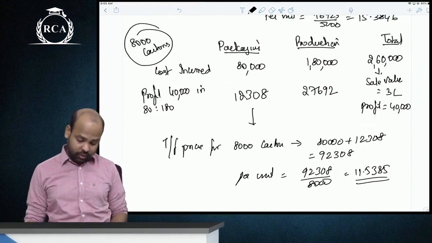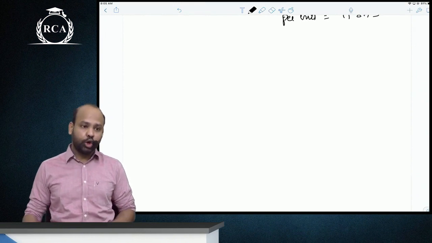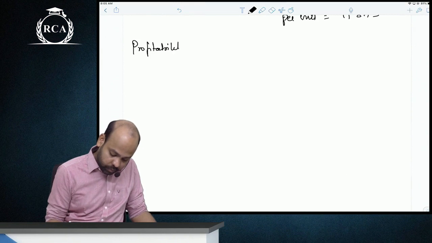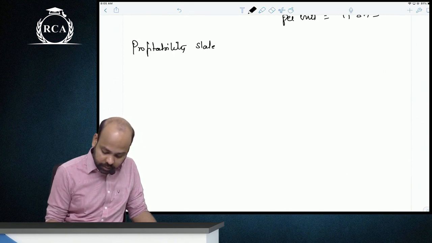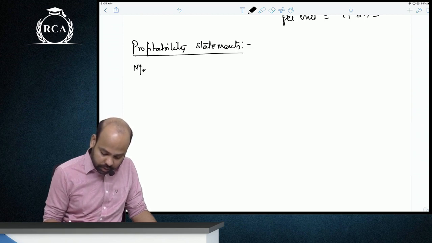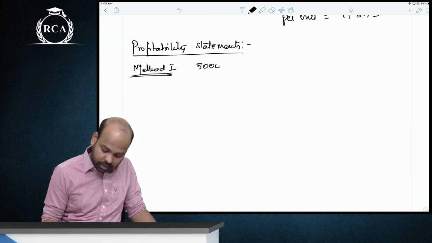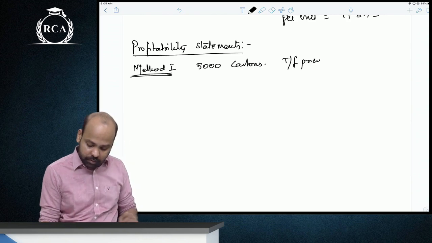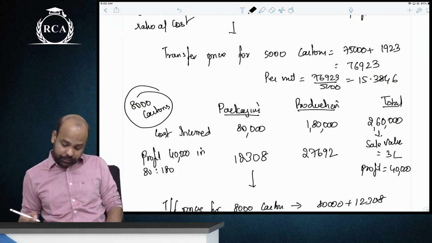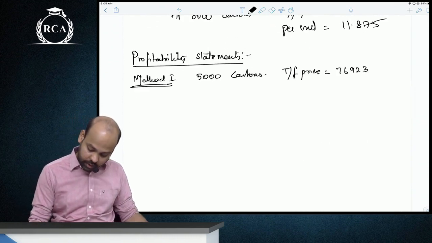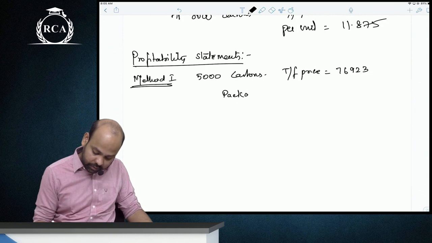Okay? Yes, sir. So this was only computing transfer price. Let us now compute profitability statements. Profitability statements, guys. Sir, we already did. No, sir. You still have to present properly. Method one, guys. 5,000 cartons. Do not forget the transfer price, 76,923. So there is the packaging division.